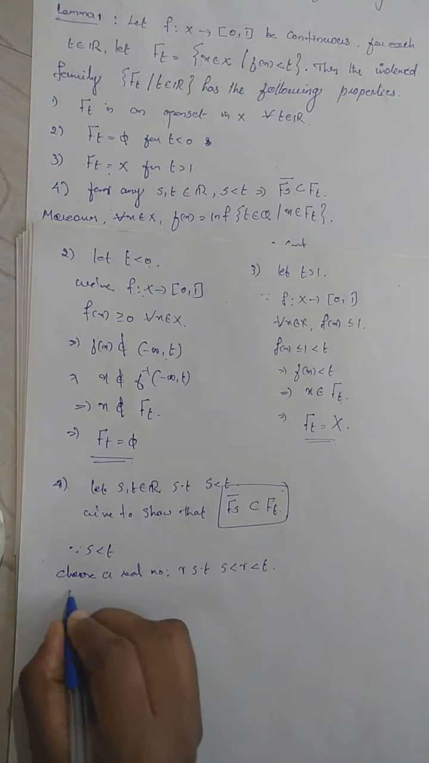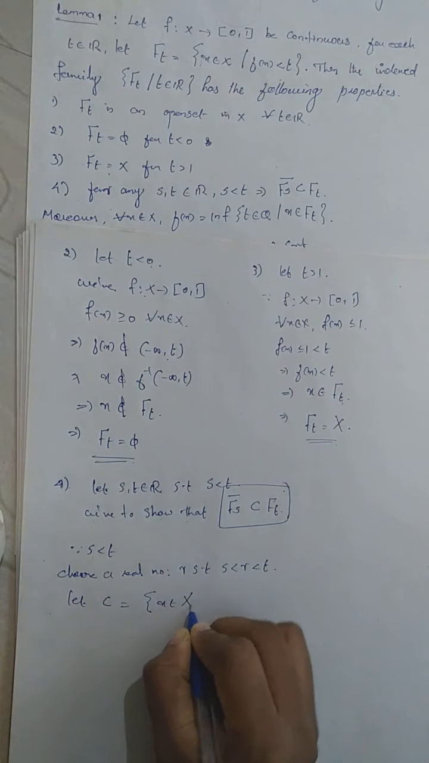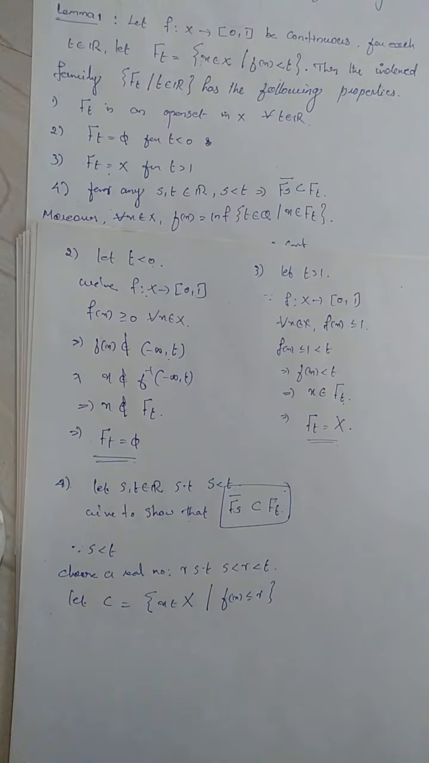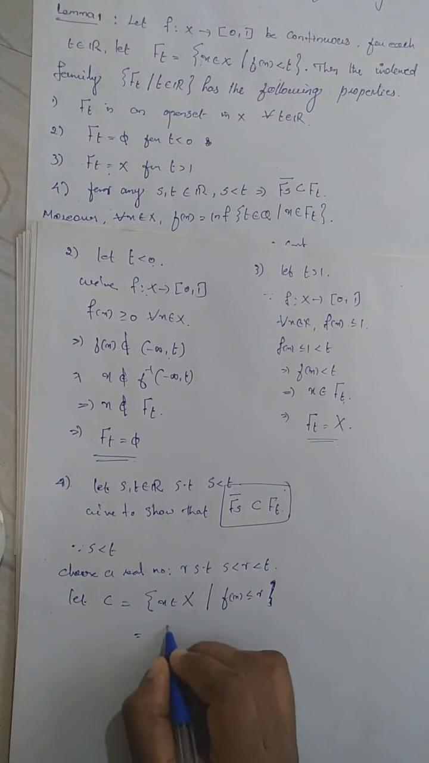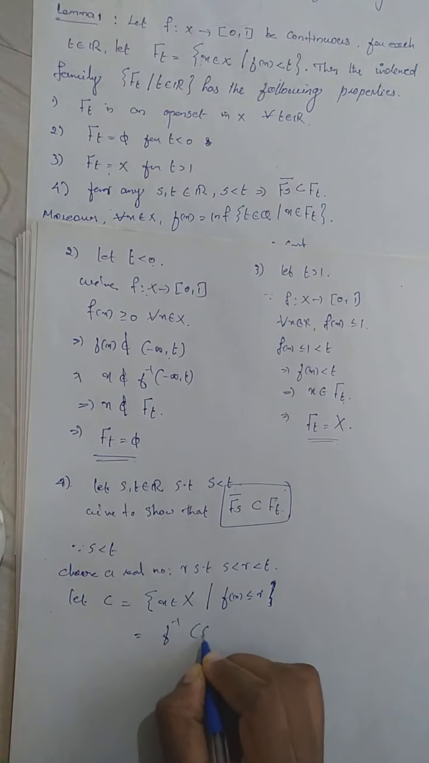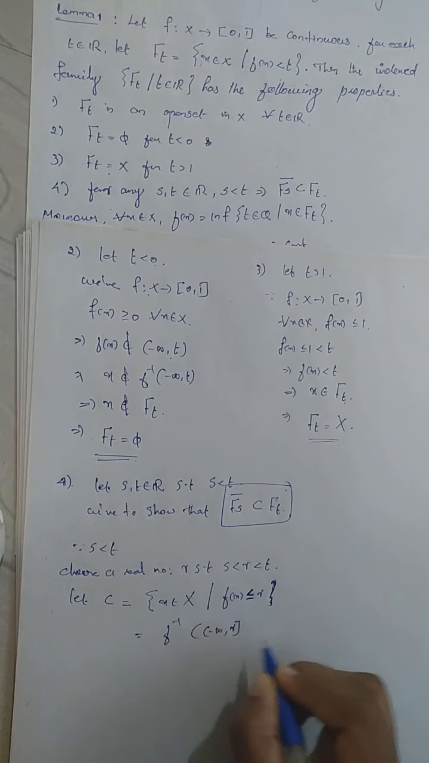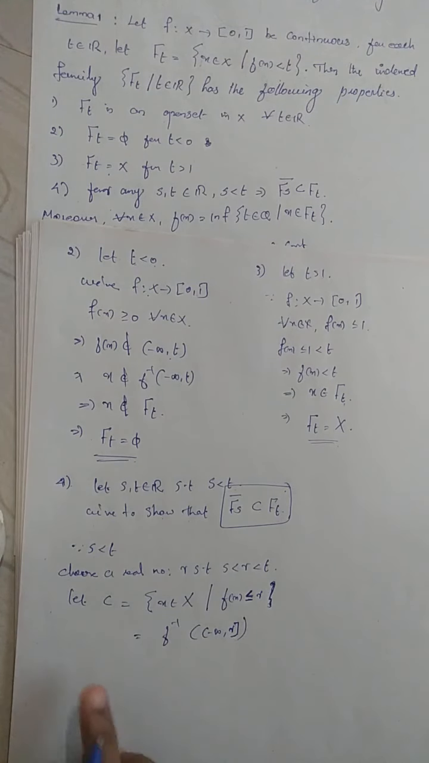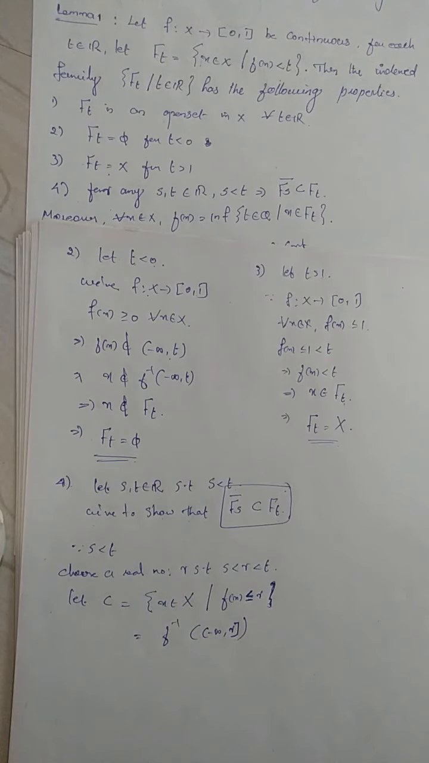Okay. Now let C be the set of all x in capital X such that f of x is less than or equal to r. That means it is the inverse image of the set from minus infinity to r, closed, because it is less than or equal to r. So we get C equal to the inverse image of the interval minus infinity to r, closed.